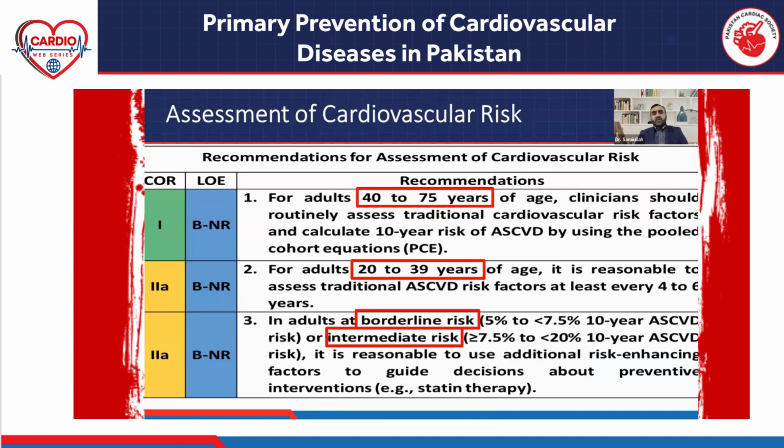While those adults who are at borderline or intermediate risk, meaning less than 20%, you need to look for additional risk-enhancing factors in these patients. We will talk about these risk-enhancing factors in a short while. They will guide your decision about preventive intervention, whether you want to give statin therapy to these patients or not. So you need to look for additional risk-enhancing factors in all those who have their ASCVD risk of less than 20%.